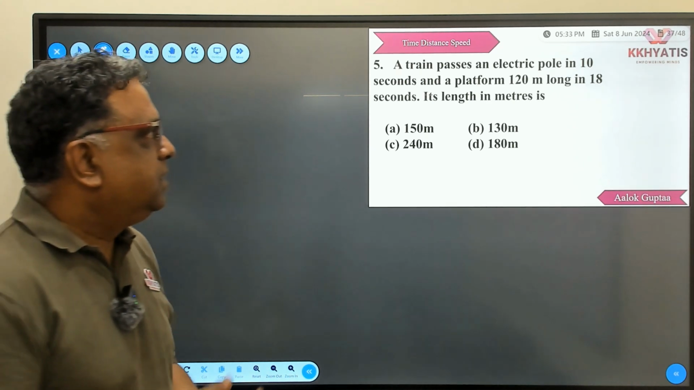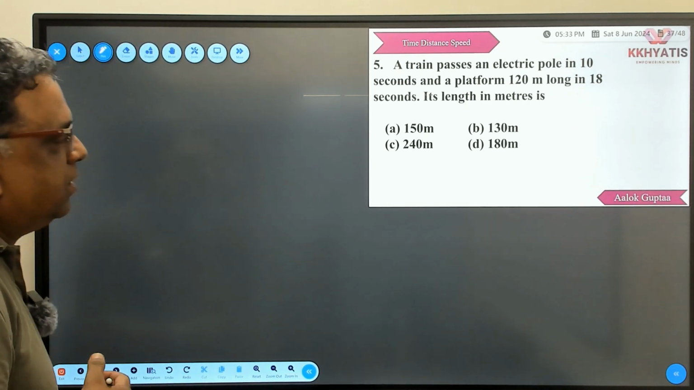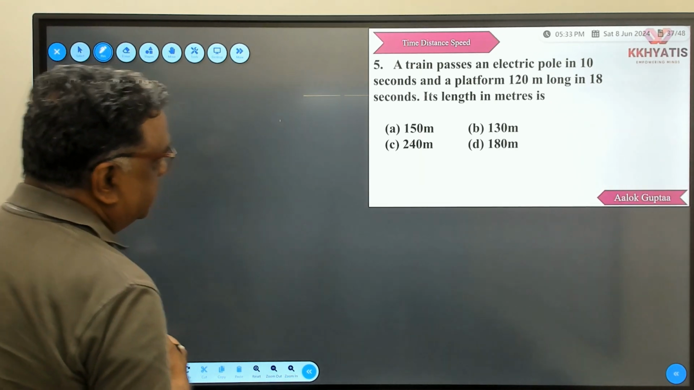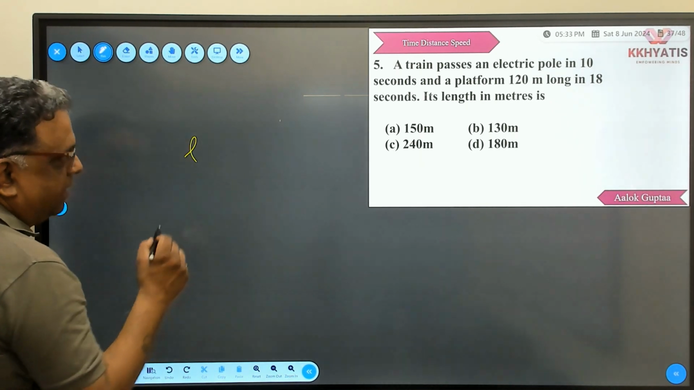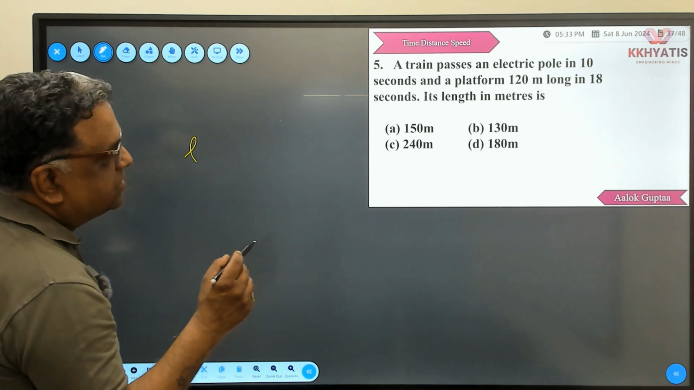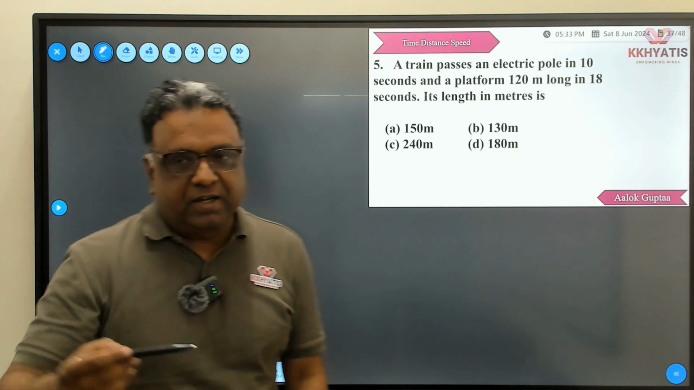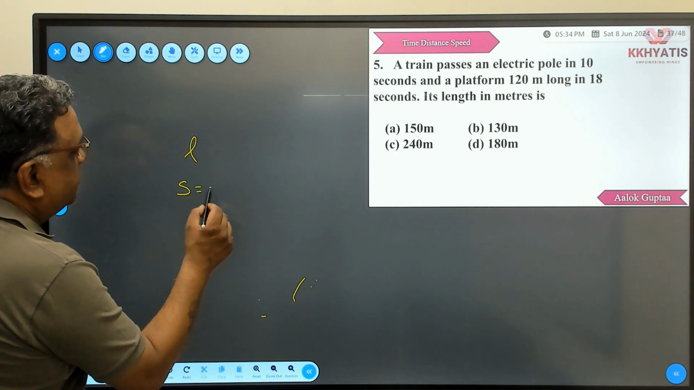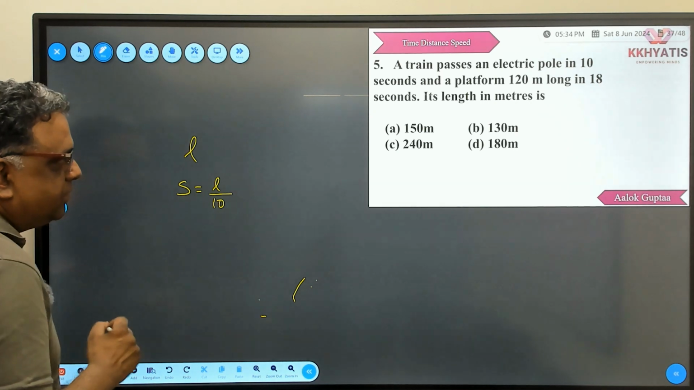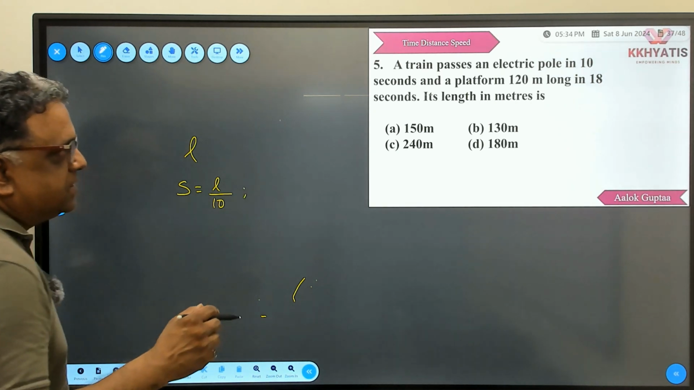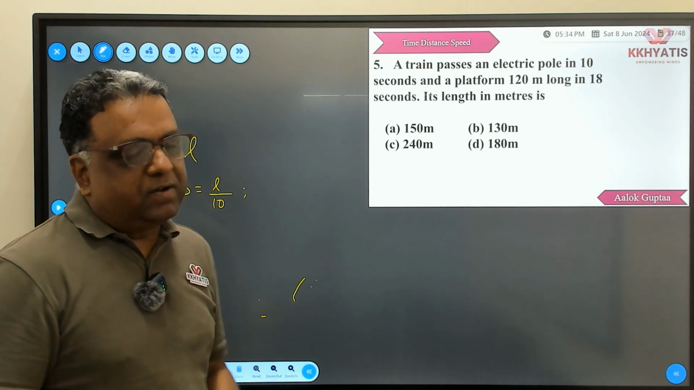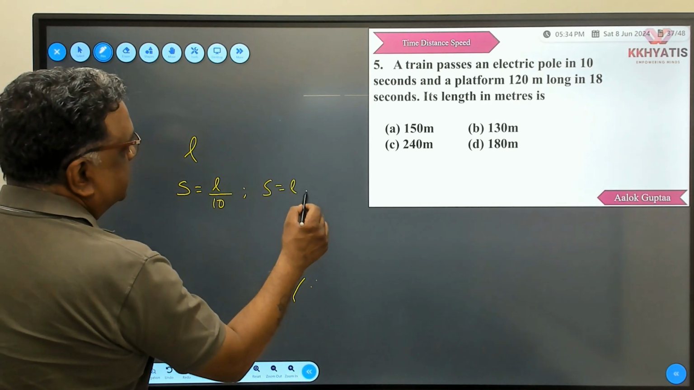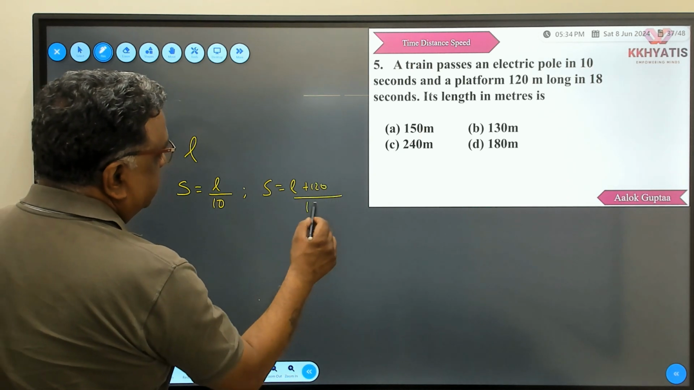A train passes an electric pole in 10 seconds and a platform 120 meters long in 18 seconds. Its length in meters is? So let the length of the train be L, and it is passing an electric pole in 10 seconds, which means it is covering its own length. The train is covering its own length in 10 seconds. So speed is going to be L upon 10. And in the second case, when it is passing the platform, it is covering the platform's length and its own length. So its speed is going to be L plus 120 upon 18.